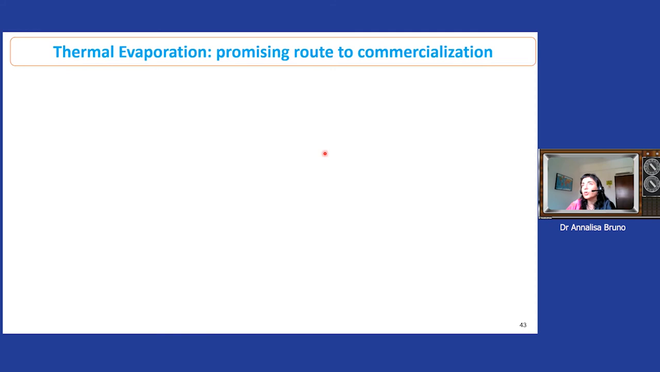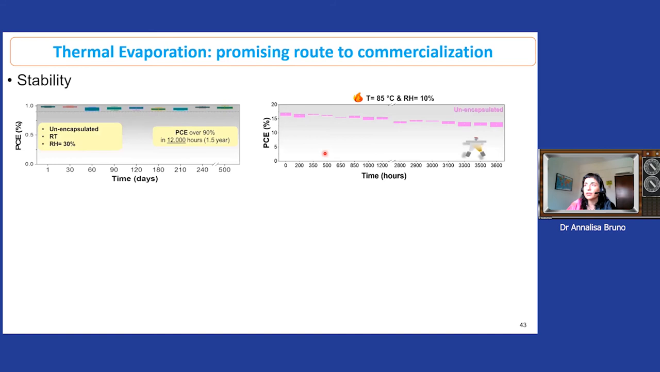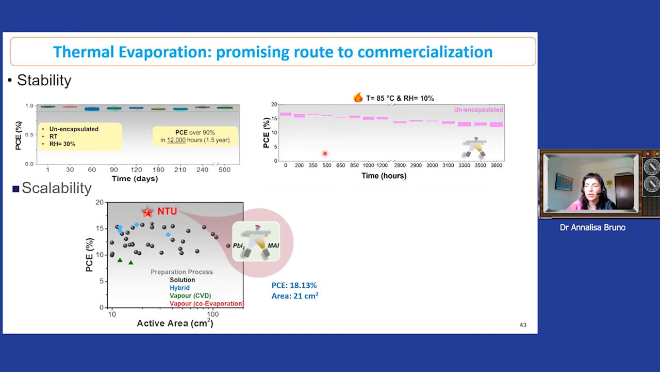So what I have shown you is that thermal evaporation is a promising route to bring perovskite to commercialization, as it can guarantee a very long stability, both in ambient condition and when aged at high temperature. And also we have shown that by thermal evaporation it's possible to scale our solar cells. So this is our recent result, the efficiency of the modules with active area above 10 centimeters square, what we usually call mini modules. And this value is the highest ever reported.